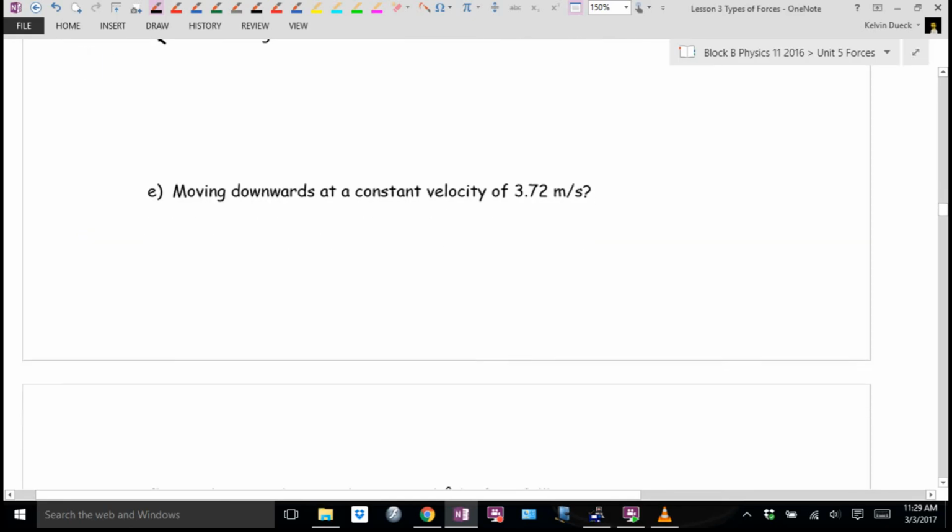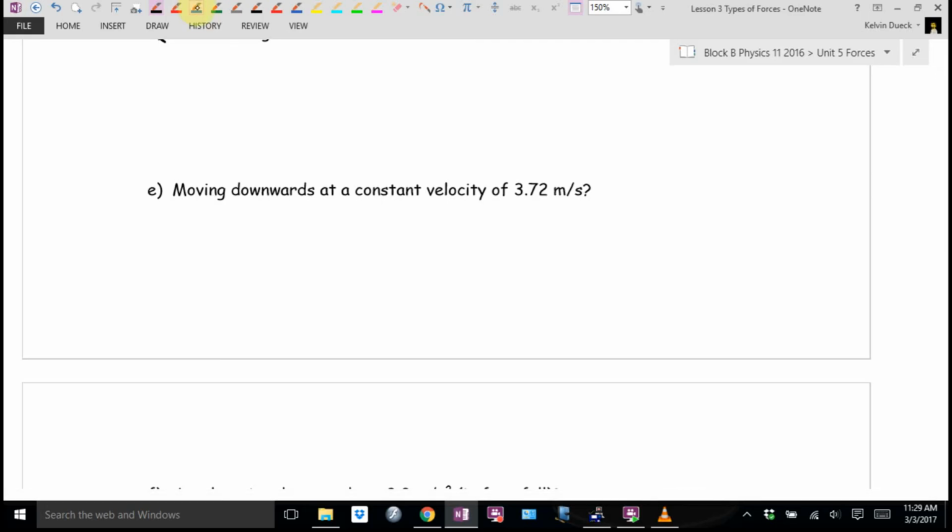Skip D. E. Moving downwards at a constant velocity of 3.72 meters per second. Okay. What are the forces acting on this person? Get the obvious one. Gravity. What else? Normal force, which way? Up. Bigger, smaller, or the same size as gravity?